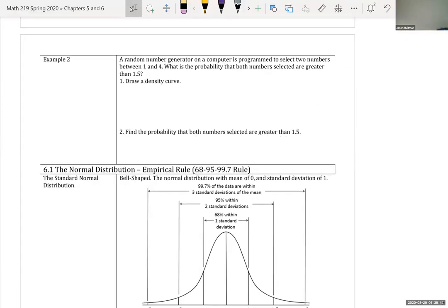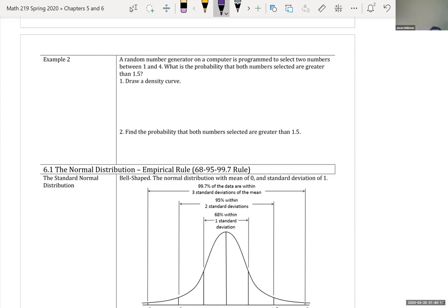Okay, let's do example number 2 here. A random number generator on a computer is programmed to select 2 numbers between 1 and 4. What is the probability that both numbers selected are greater than 1.5? Draw a density curve. So randomly select 2 numbers between 1 and 4.